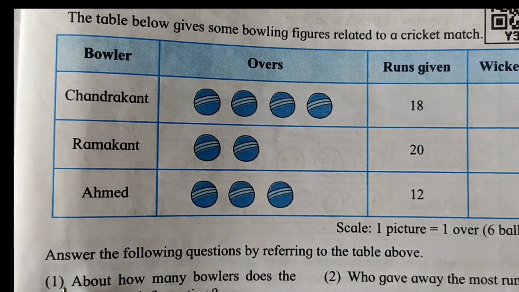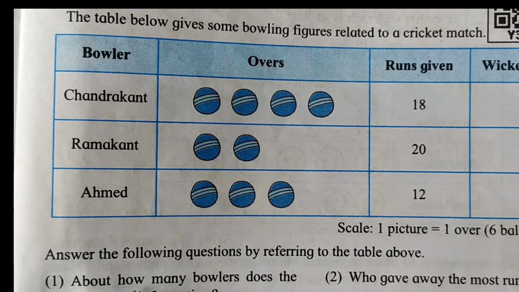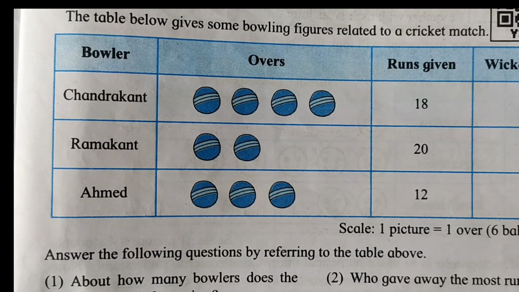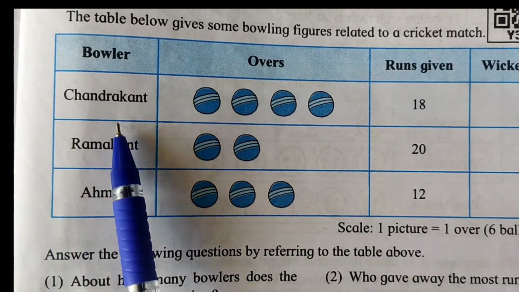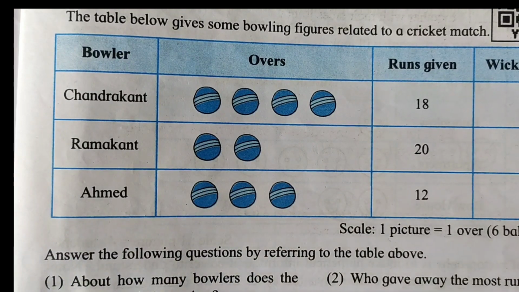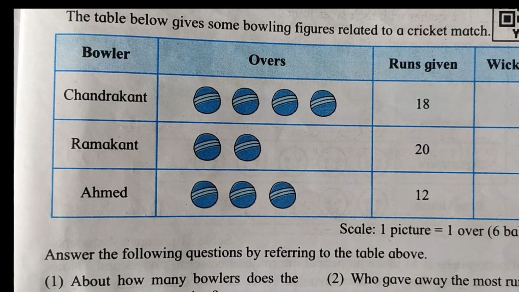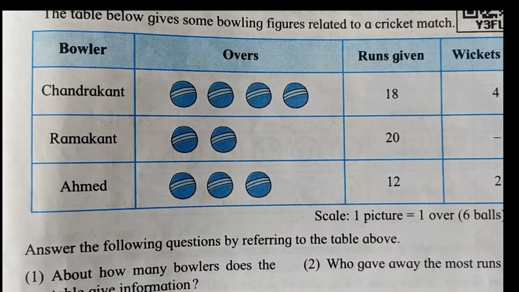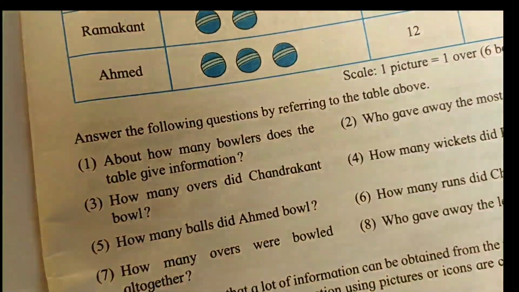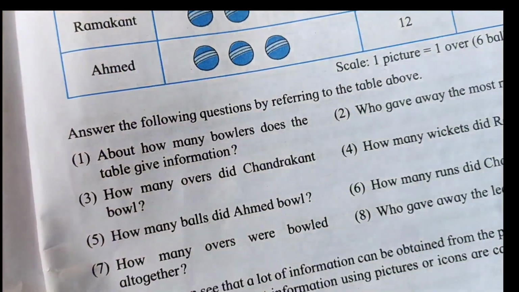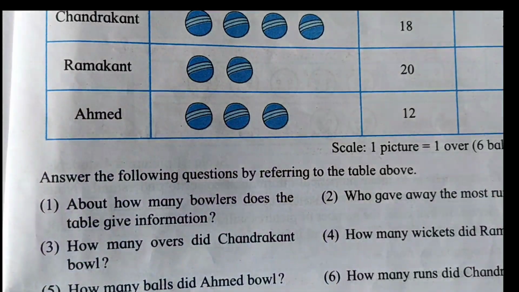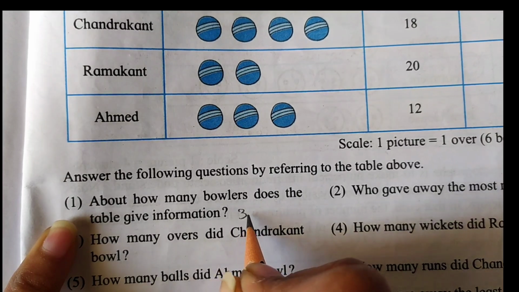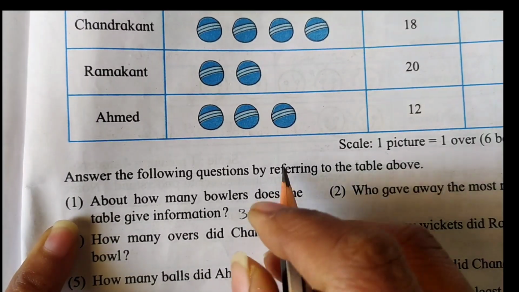The first question is, about how many bowlers does the table give information? How many bowlers are there? There are 1, 2, 3 bowlers. So the answer we have to write is 3 bowlers. You have to write it in your notebook.